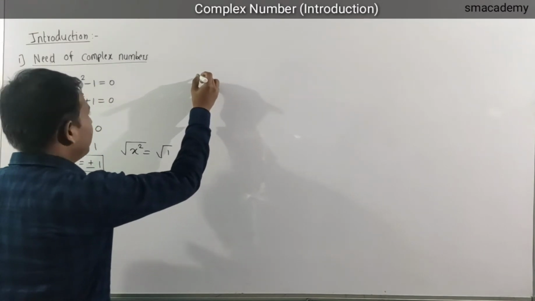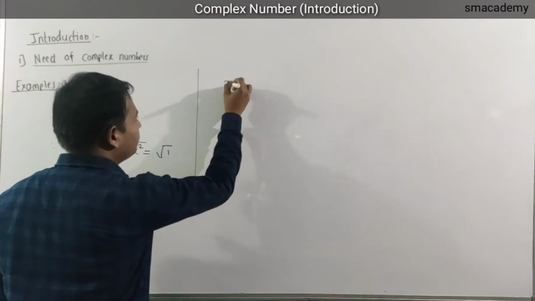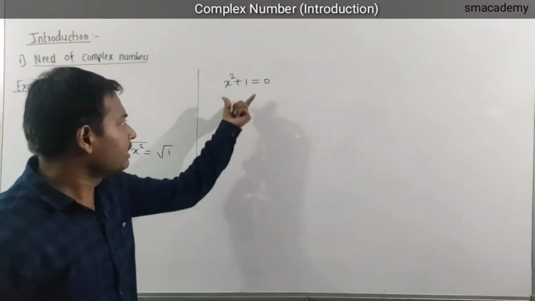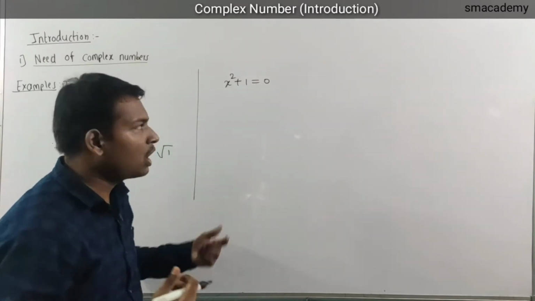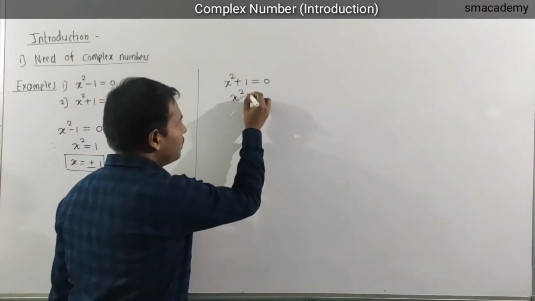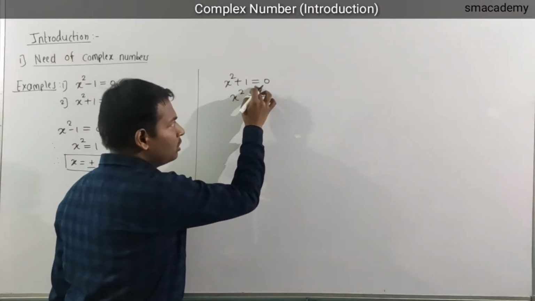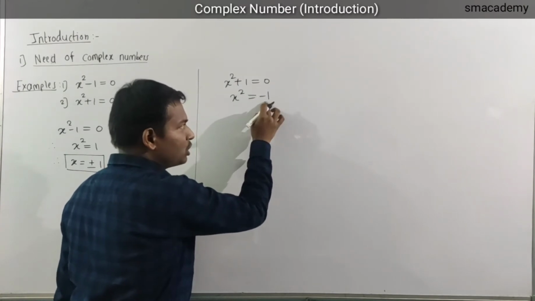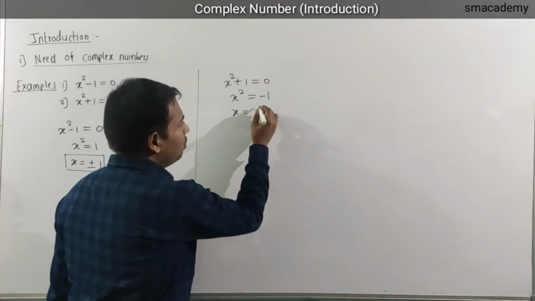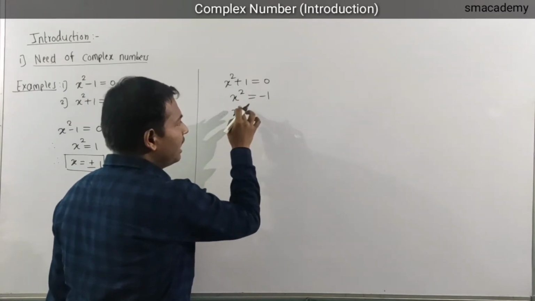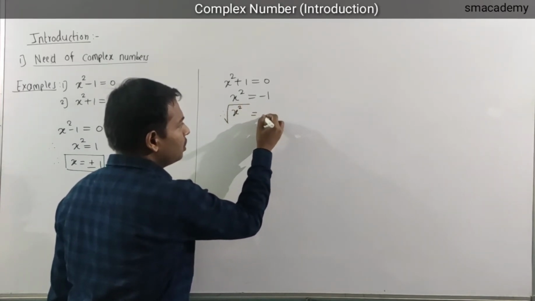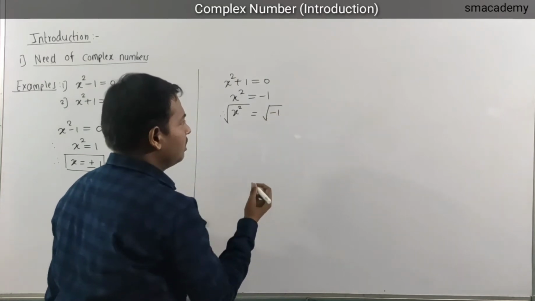The second equation, x square plus 1 is equal to 0. Now students, we are going to solve this equation, x square plus 1 equal to 0. Let's see how to solve this. x square plus 1 equal to 0, this implies x square is equal to minus 1, because plus 1 while going towards the right side will be minus 1. Therefore x is equal to, how can we write this? x square equal to minus 1, taking square root on both sides, we get root of x square is equal to root of minus 1. Clear?